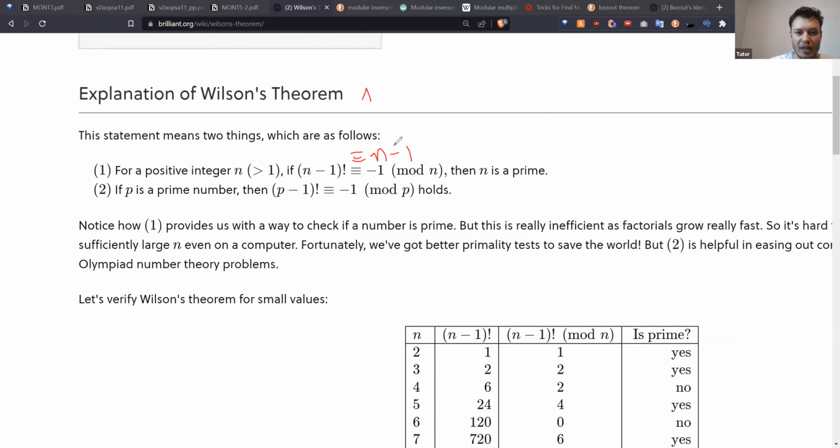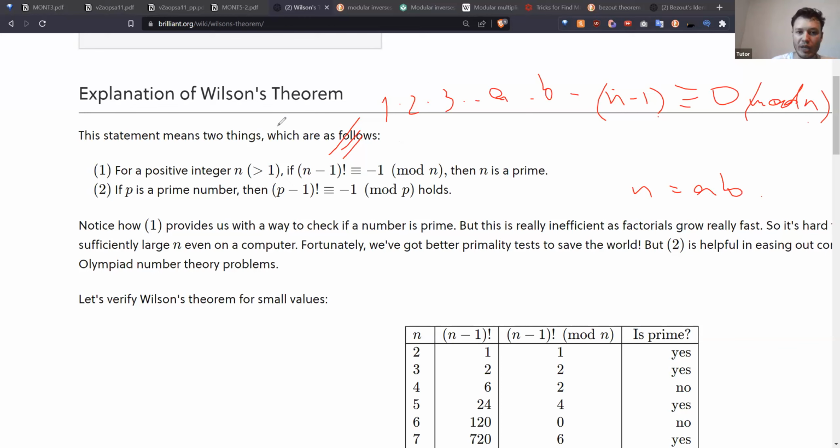Actually, we don't even need that. If you look at this thing, it is just going to be 1 times 2 times 3 all the way until n minus 1. And now look, if n was not a prime, but some composite number ab, then there would be somewhere here an a and somewhere here a b. So this entire thing would be congruent with 0 mod n. But we have that it's also congruent with minus 1, which is congruent with n minus 1. So how can n minus 1 be 0 mod n? The only option is that this cannot happen. This is a contradiction. It means that n is not composite.